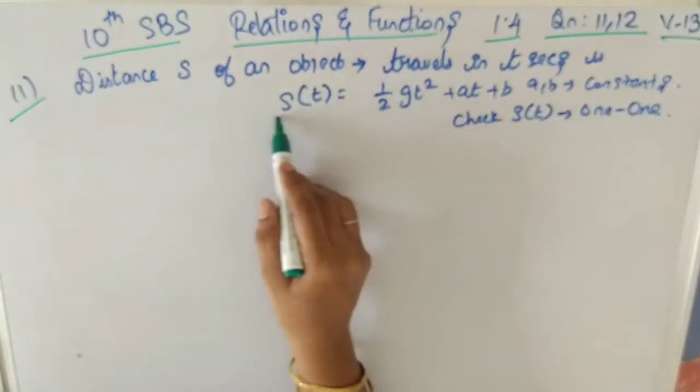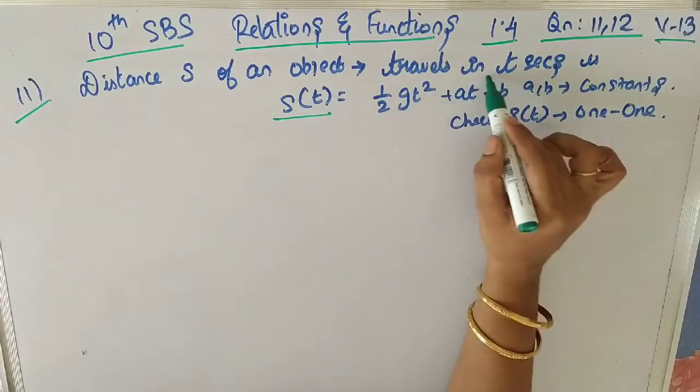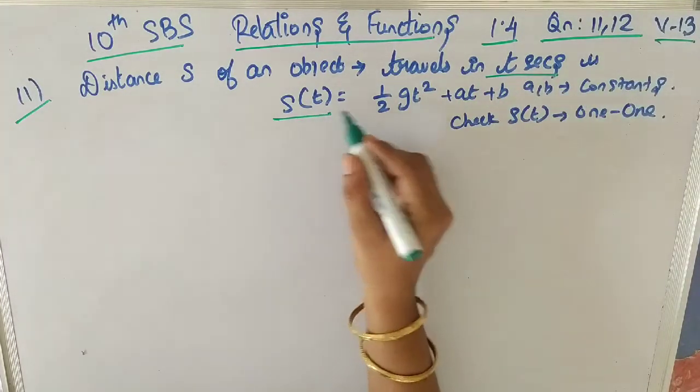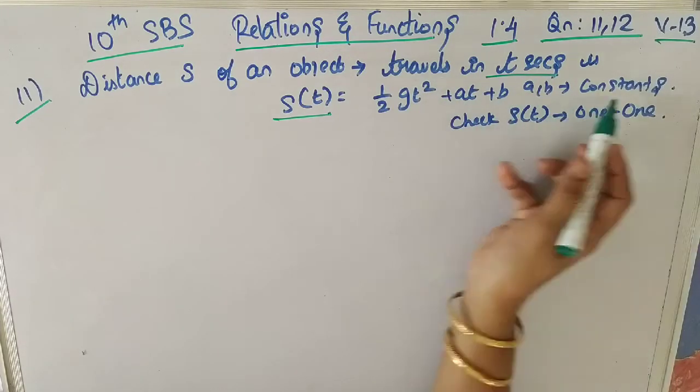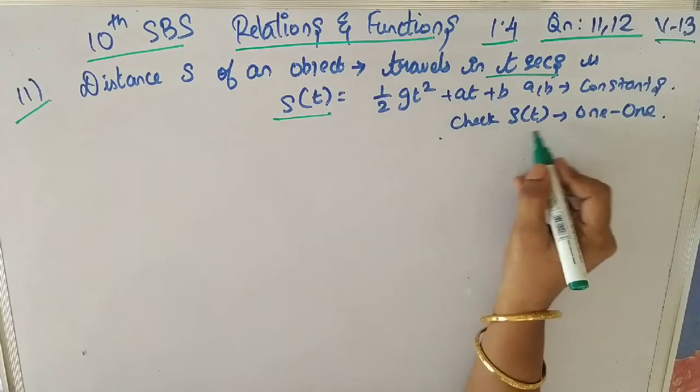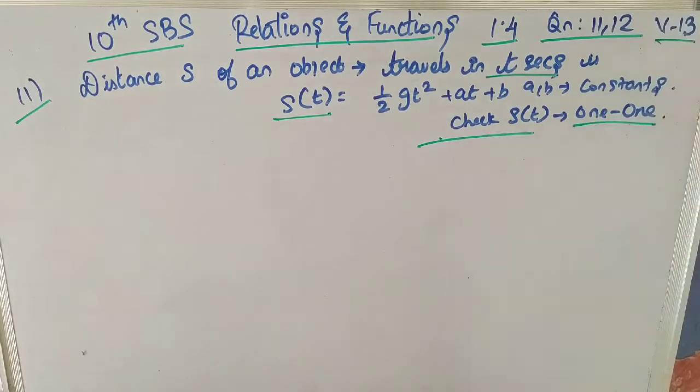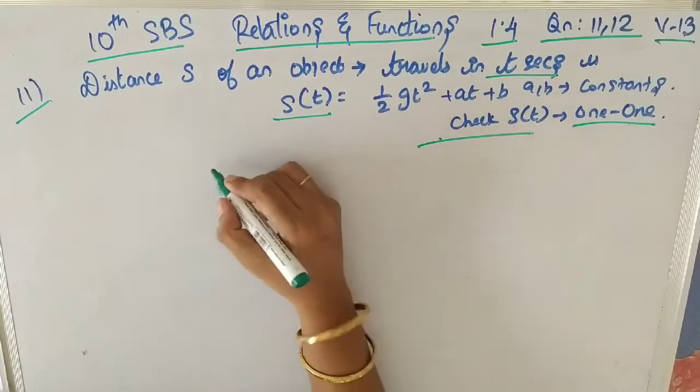Here distance S is given as a function of t, where t is time in seconds. So S of t is equal to half gt squared plus at plus b. Here a and b are constants. We have to check whether this function S of t is a one-to-one function.